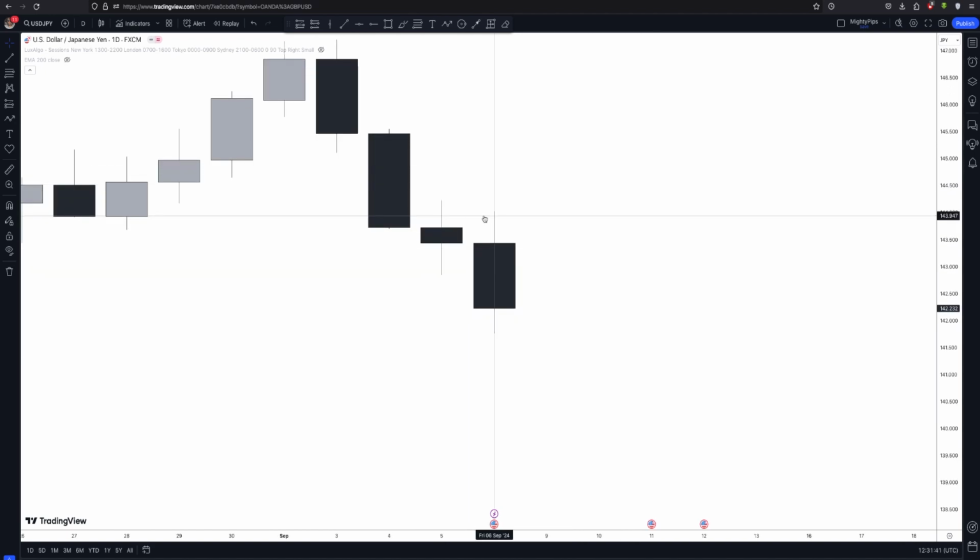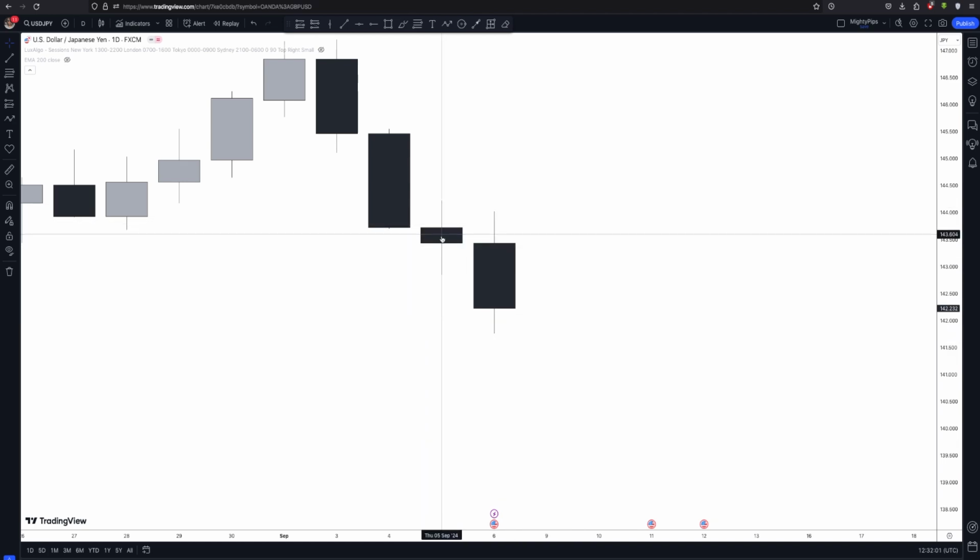So with this strategy, let's assume this candle here that you're seeing right here. This is the current candle. Let's assume this is the current candle. And this candle here before this one, this is the previous day.